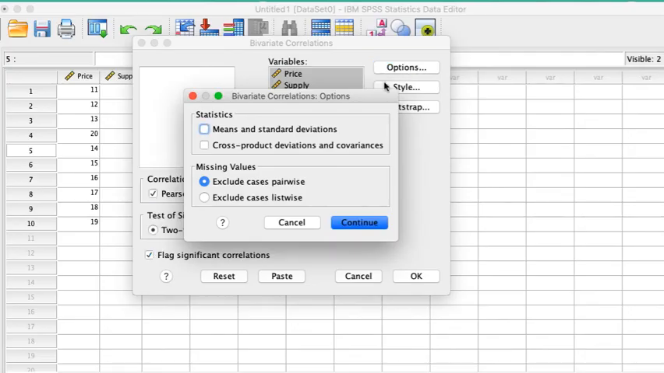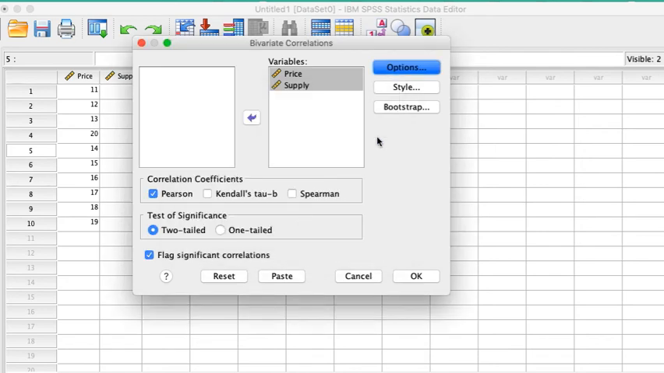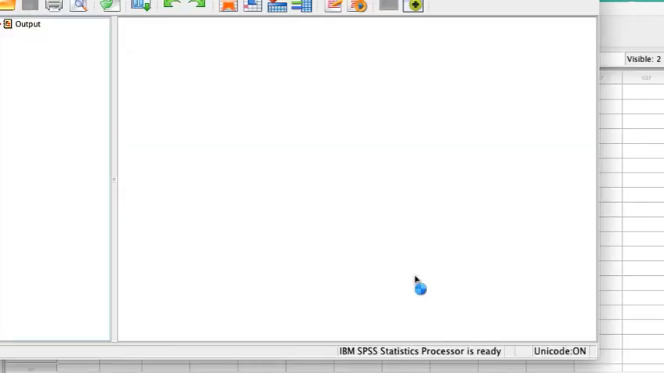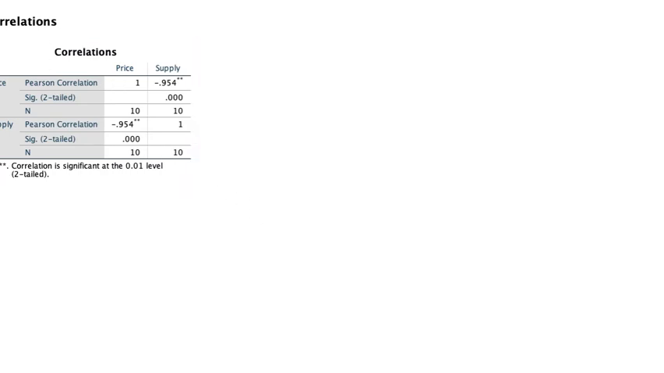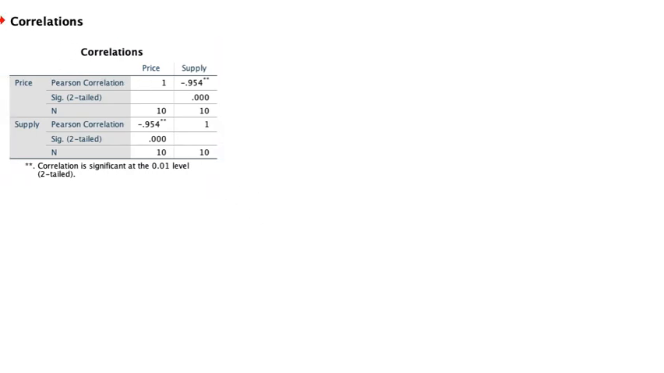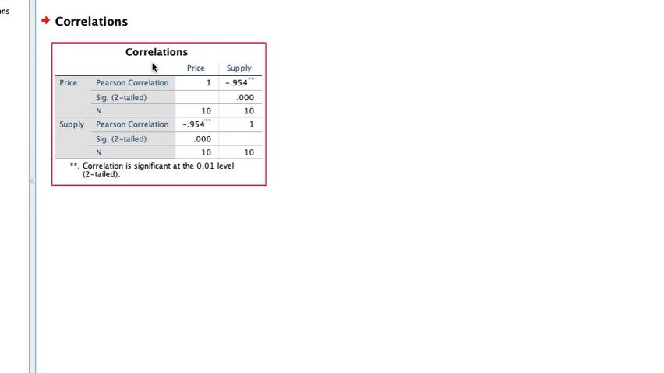And then if we go to Options, mean and standard deviation, we don't need all these things here, so let us cancel this. Then Style and Bootstrapping, you don't need anything from there either. Once we click OK, we get the result here. Now you see here we have this Pearson coefficient. It is again minus 0.954. This is how we calculate the coefficient of correlation using SPSS.